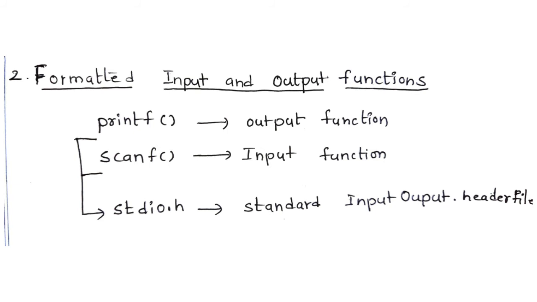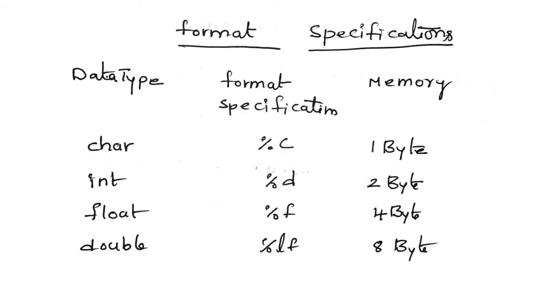Before going to learn these functions, we have to know format specifications to read or write the data. Now go to this table. Here we have three columns. First one is data type, second one is format specification, third one is the size of the memory. The first data type is char. Char is a single character which is enclosed between single quotations. And the format specification is %c.